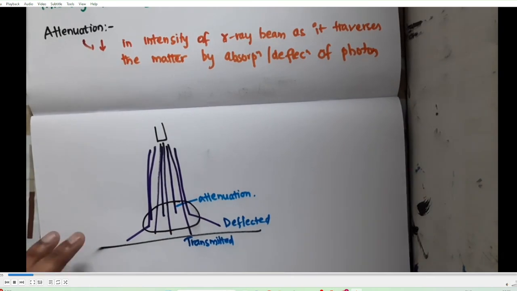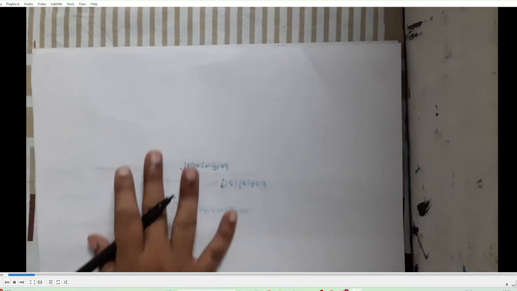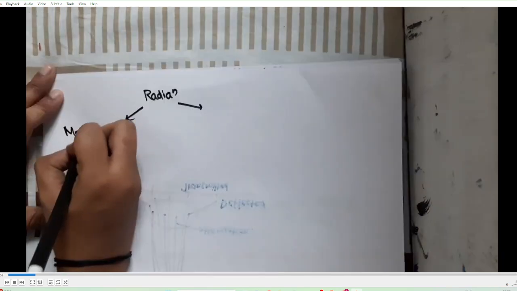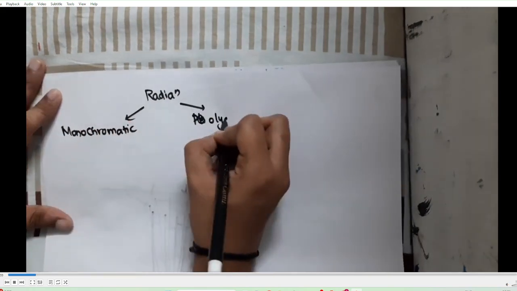Because attenuation is a measure of change in intensity, attenuation depends both on the quality and quantity of the beam. For our purpose, it would be simpler to think of attenuation only in terms of quantity. Then a reduction in intensity would merely be a reduction in the number of photons in the beam. So in this lecture, we are going to see the attenuation in monochromatic radiation and in polychromatic radiation.